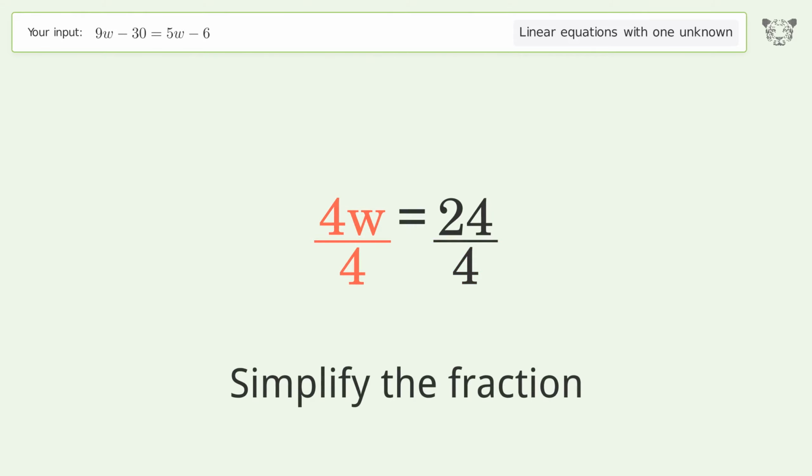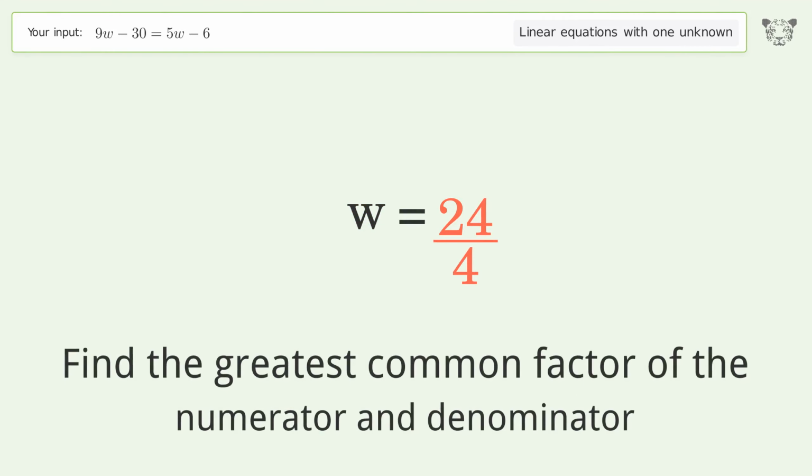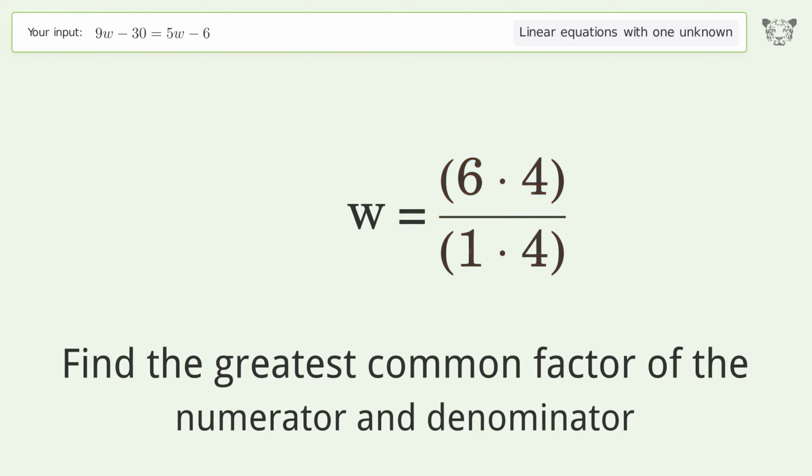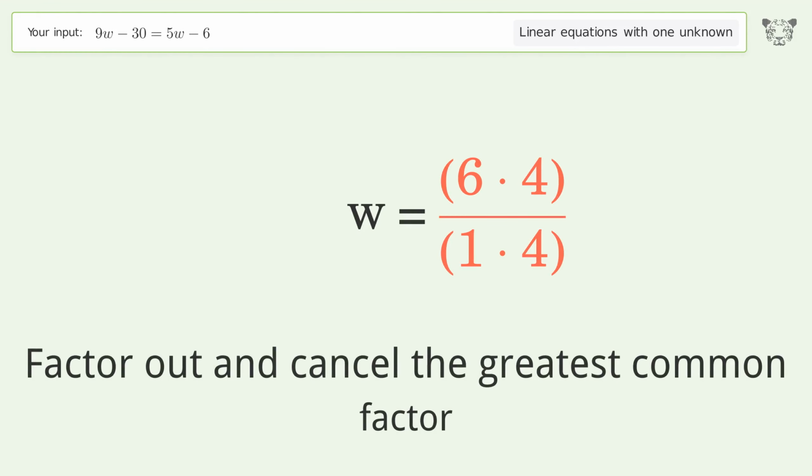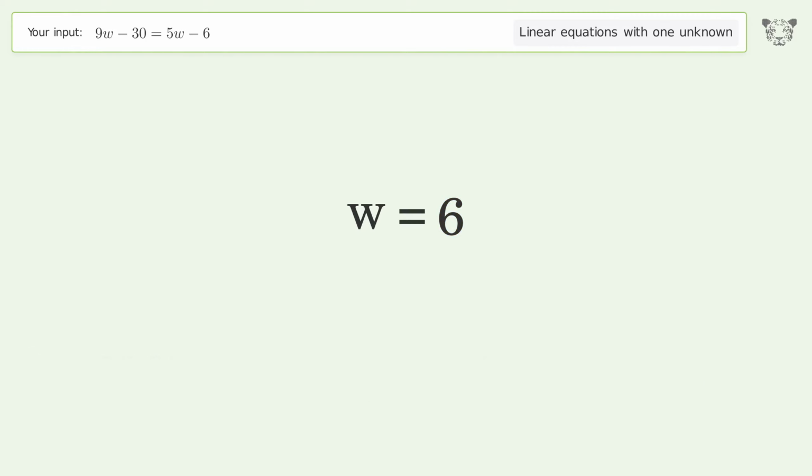Simplify the fraction. Find the greatest common factor of the numerator and denominator. Factor out and cancel the greatest common factor. And so the final result is w equals 6.